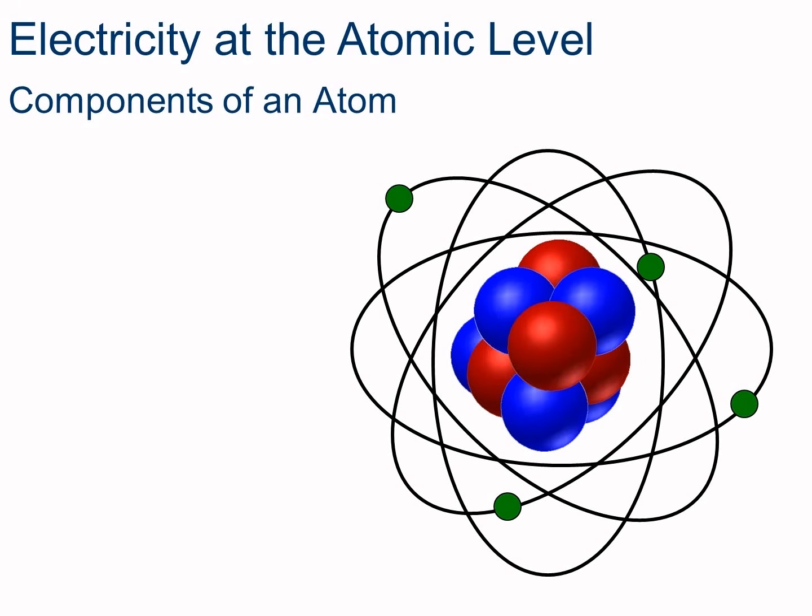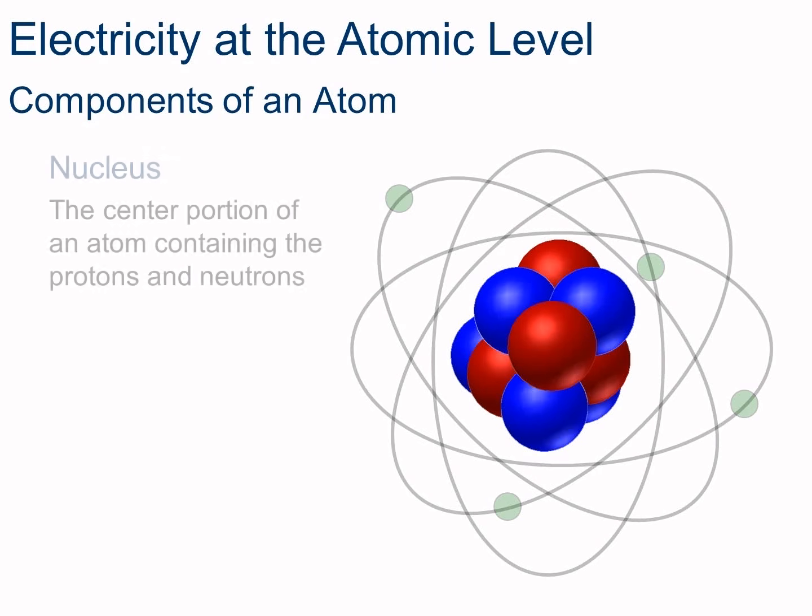This is a model of an atom. Of course, it's not to scale. The nucleus has 90% of all the mass of an atom, but it's much, much, much smaller than the overall size of the atom. 90% of the mass, but less than 10% of the area. So that's the center portion of our atom. That's where we're going to store our protons and our neutrons.